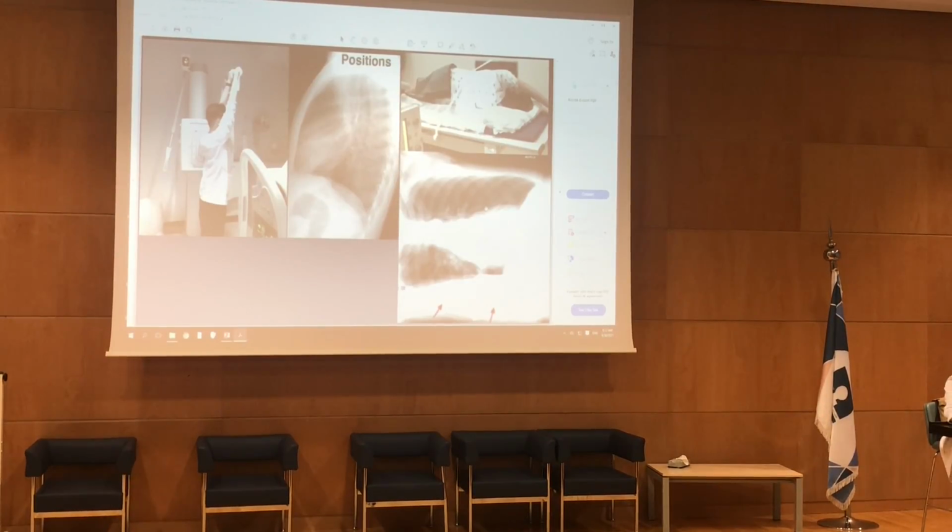Okay, and we rarely do the lateral view in the lying position. I'll explain to you why.